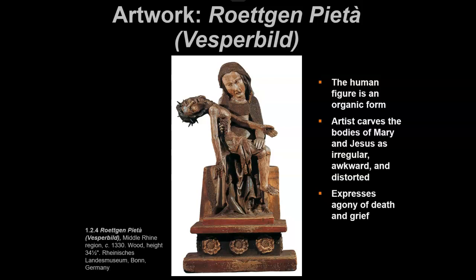And so in this figure, the artist is using these organic forms, and carves the bodies of Mary and Jesus in this really irregular, awkward, and distorted way. But the reasoning behind that is because the artist is expressing this idea of agony and death and grief. Organic forms lend themselves more to expressive qualities.